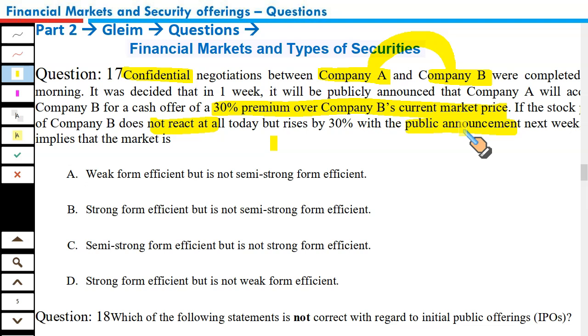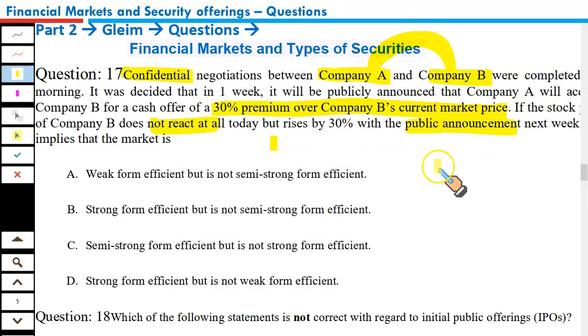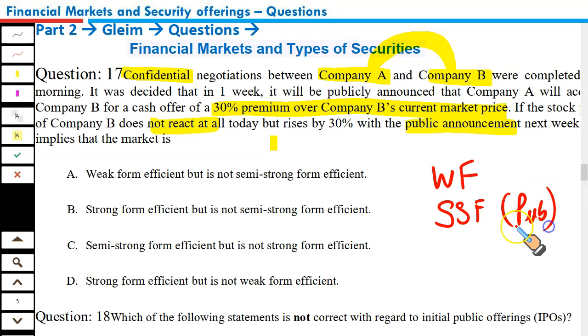Remember, we have three types of market efficiency. One is the weak form, where only the past price movement is reflected in the stock price. Then we have the semi-strong form, where only publicly available information affects the share price. And then we have the strong form. Strong form means whether public or private, information is immediately reflected in the share price.